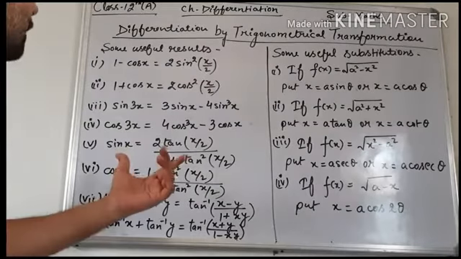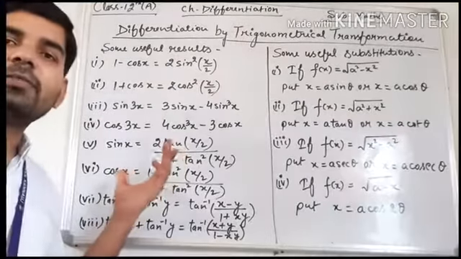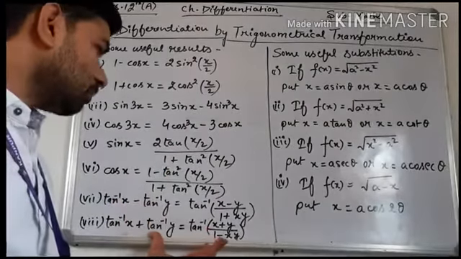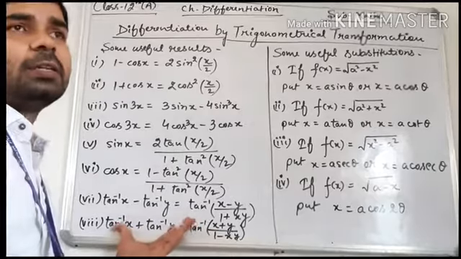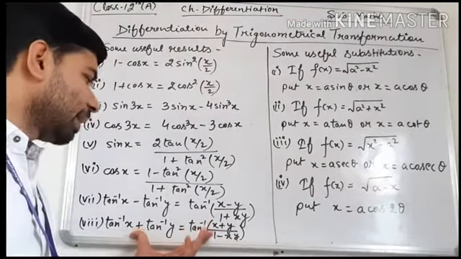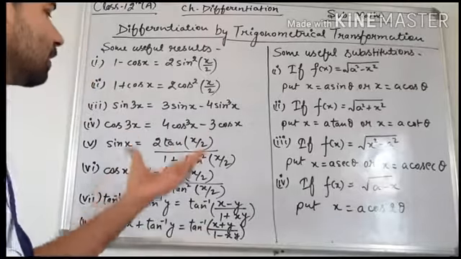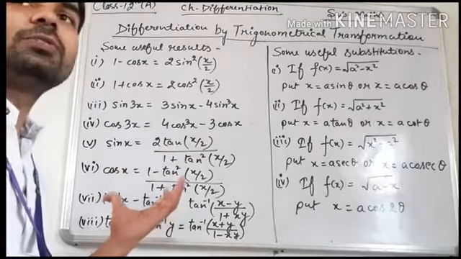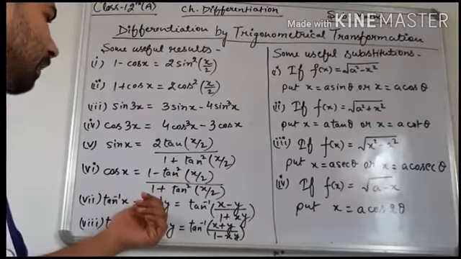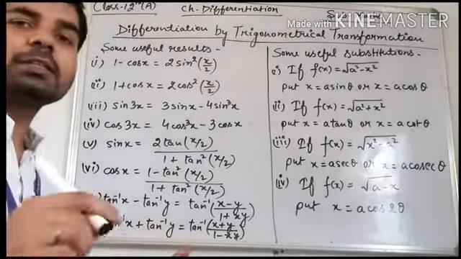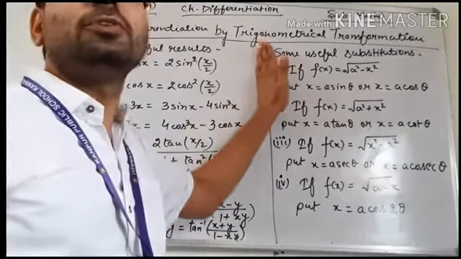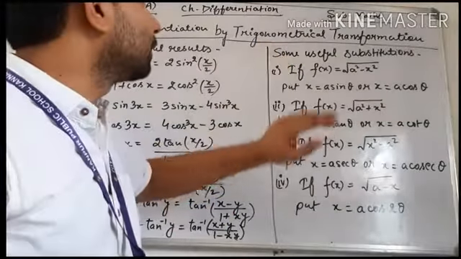These are the results which you have studied in class 11, trigonometry, or inverse trigonometry, which is your chapter 2 in class 12. So these are some results taken from these two chapters, trigonometry of class 11th and inverse trigonometric functions of class 12. Now some substitutions which you have to use to solve these types of questions.